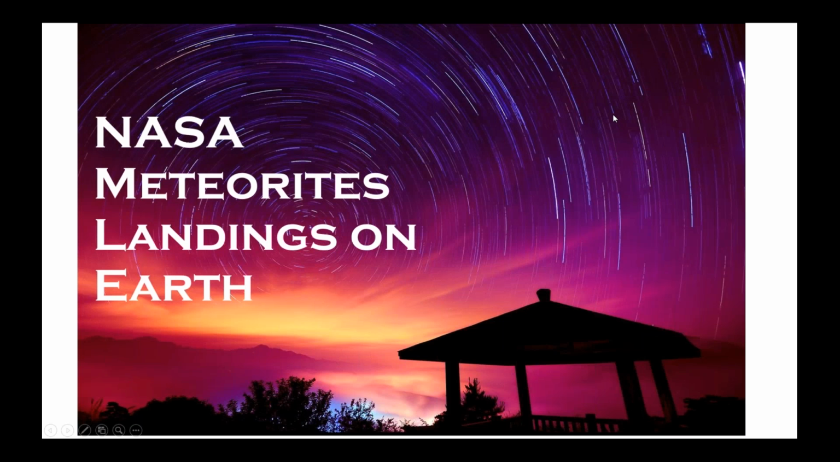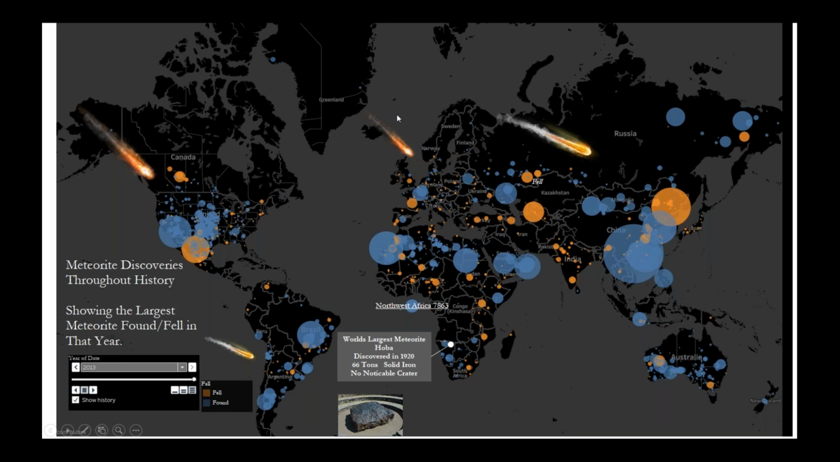One student was interested in NASA data, and she looked at where meteorites have landed on Earth over time. She made this pretty cool looking dashboard that shows where meteorites have fallen over time. If you were to click play on this, it would actually show a kind of time lapse of where these have fallen over time, and then the size of the meteorites, or the mass, I suppose, in grams as well.